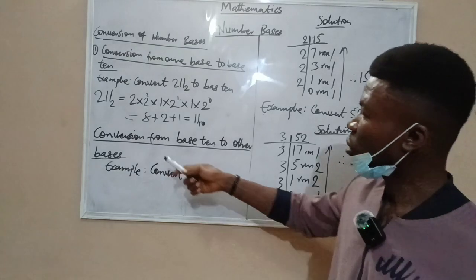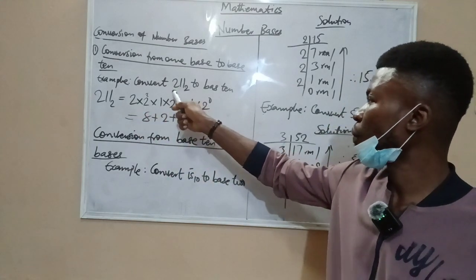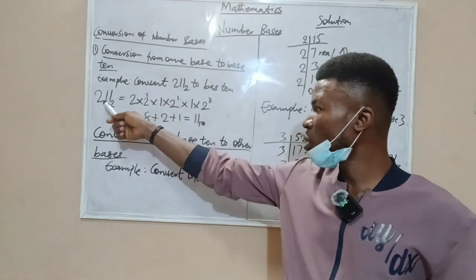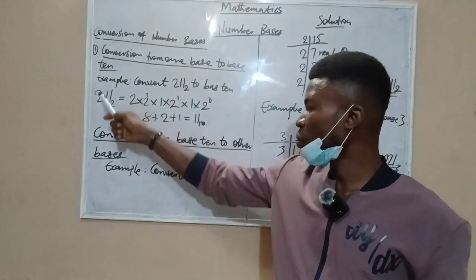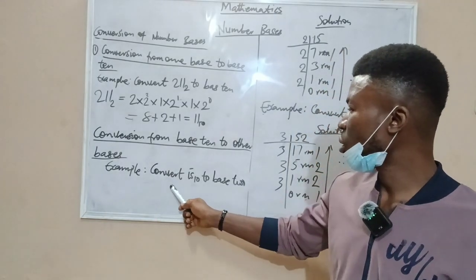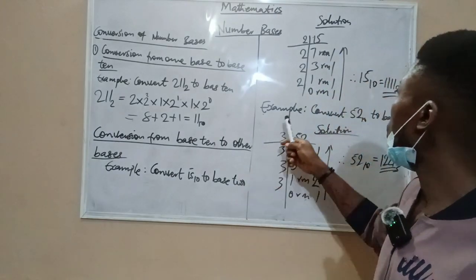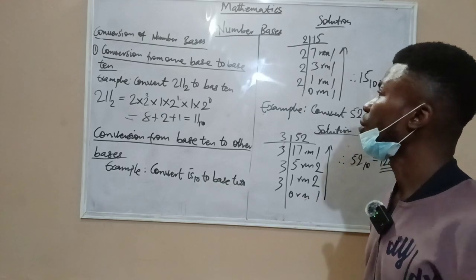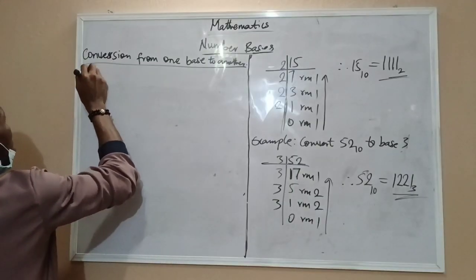Okay, so you notice the difference. If you are converting from base 2 to base 10, you multiply with the base and then raise them to powers. But if you are converting from base 10 to the other bases, you divide the value with the base you are converting to.